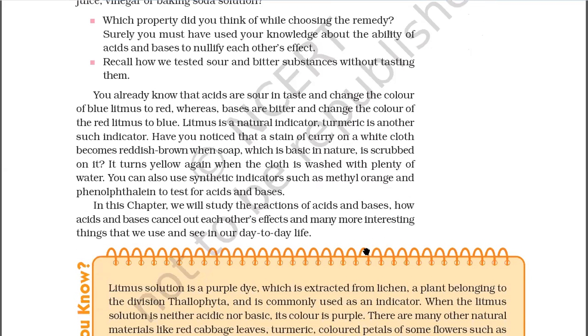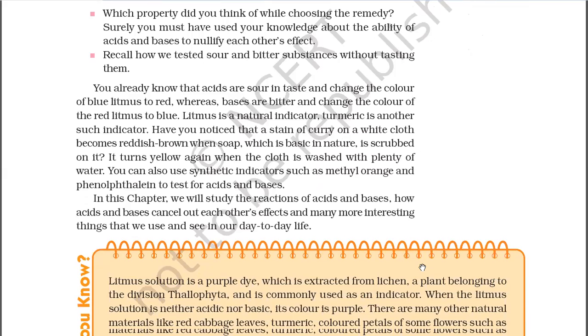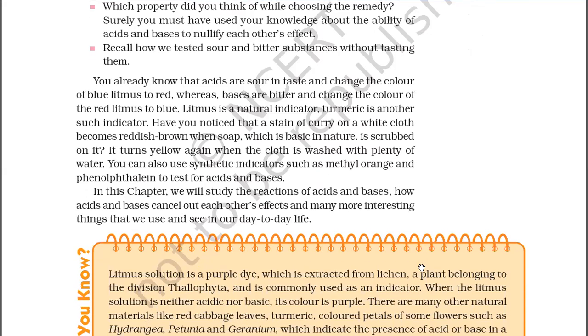In this chapter, we will study the reactions of acids and bases, how acids and bases cancel out each other's effects, and many more interesting things that we use and see in our day-to-day life.